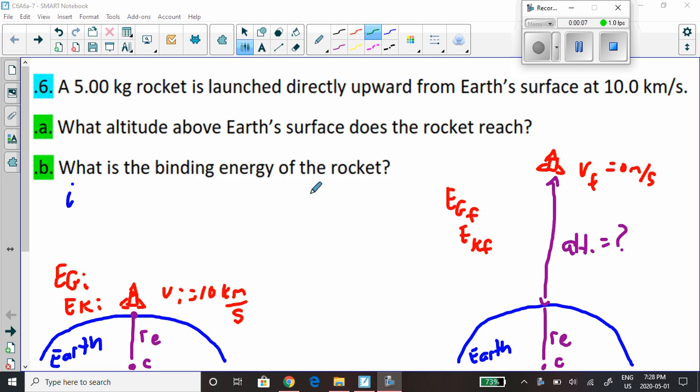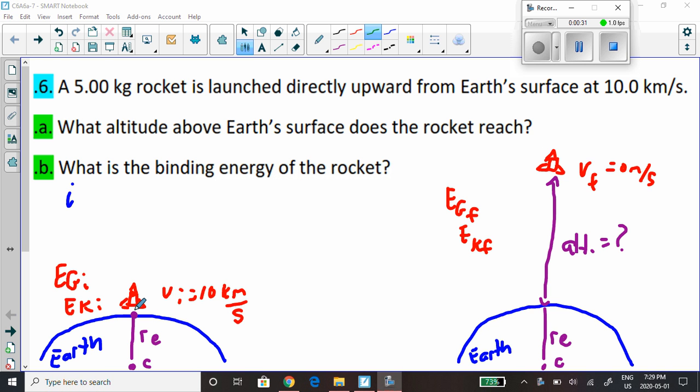So you got this rocket. It's 5 kilograms. It's right there. And it's launched directly upward from Earth's surface. So when it starts, it's on the surface of the Earth. The distance between the rocket and the center of the Earth is basically the radius of the Earth. Good enough. And when it's right there, it's being launched, so it has an initial velocity of 10 kilometers per second. So it's moving pretty quick.